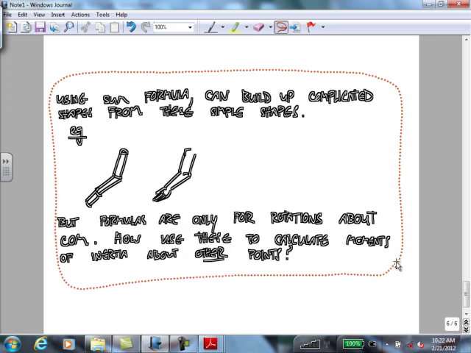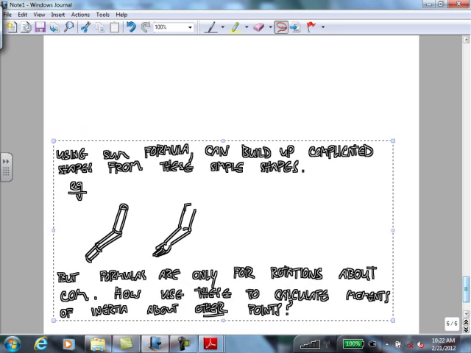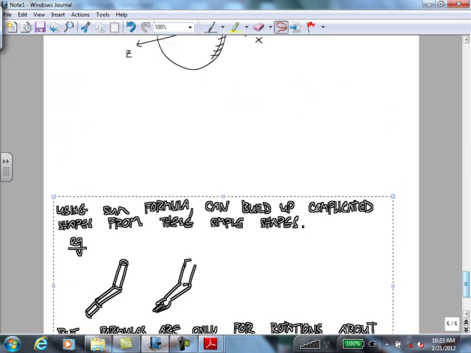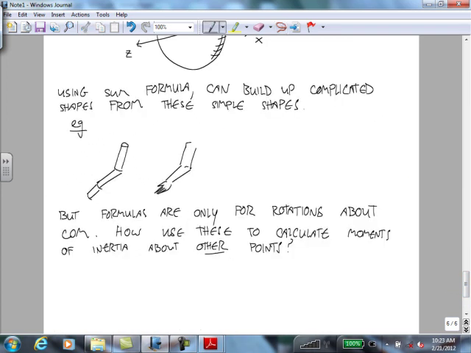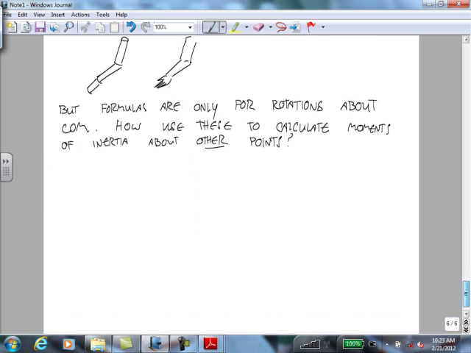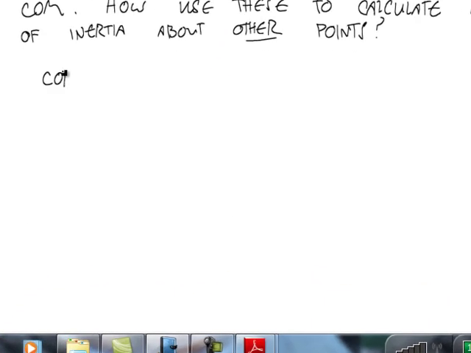Okay, so the correction factor for translating the axis of rotation is called the parallel axis theorem.